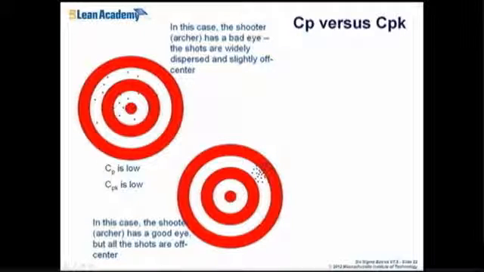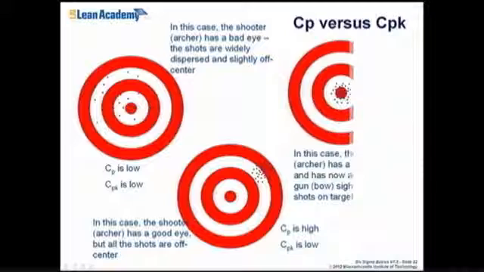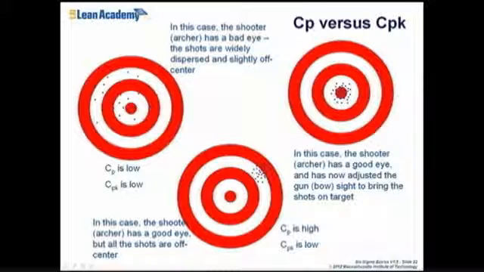Here's another archer. It has a tight distribution, but it's way off-center. So CP is high and CPK is low. That's right. So that's sort of the difference between those metrics. On this metric, it looks great. On that metric, it does not. And this, of course, is what we want.